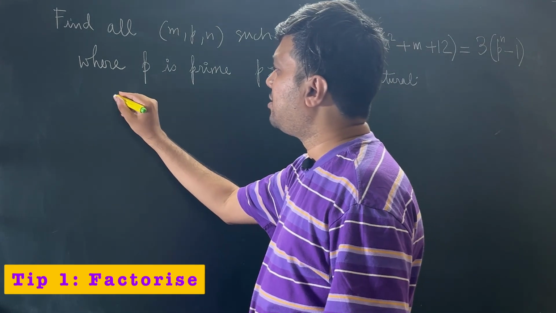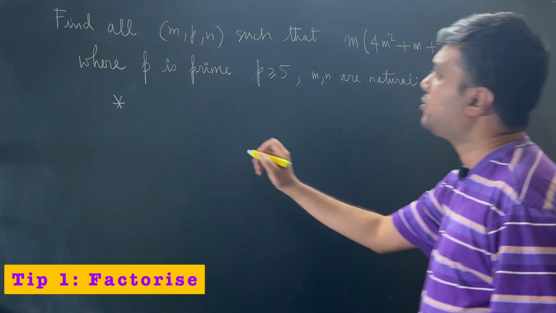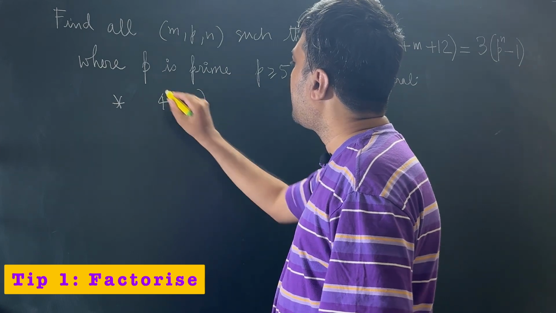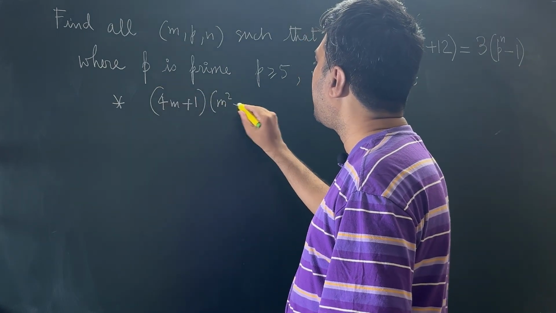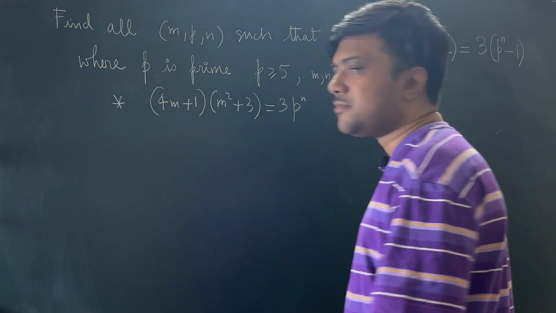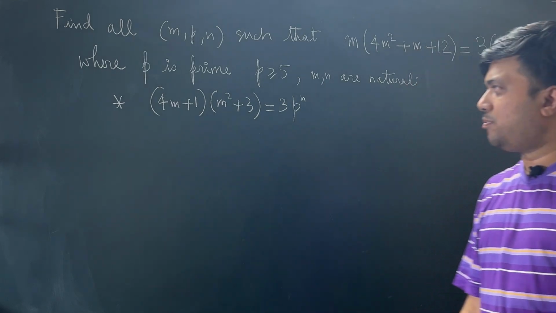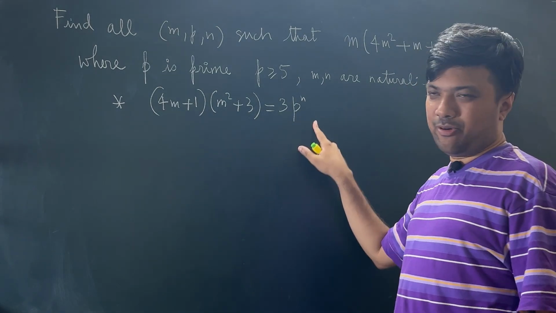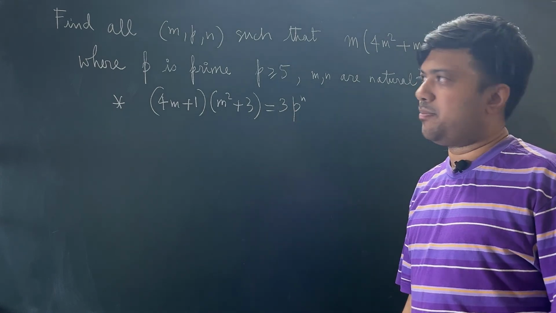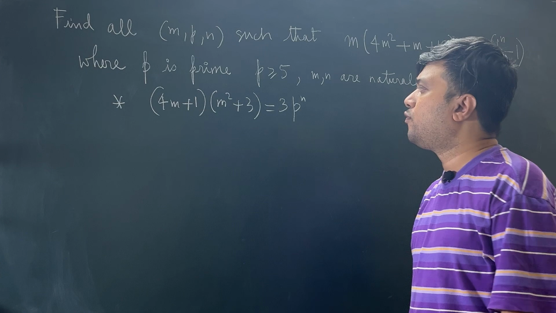The first observation to solve this is to factorize after you bring 3 to this side. You will see that it is (4m plus 1) into (m square plus 3) equal to 3 into p power n. Now you have 3 into p power n written as a product of two numbers. Notice that is not exactly a power of a prime. Unfortunately, there's a 3 outside, so it's 3 into a power of a prime. And p cannot be 3 because it's been given that the prime is bigger than or equal to 5.